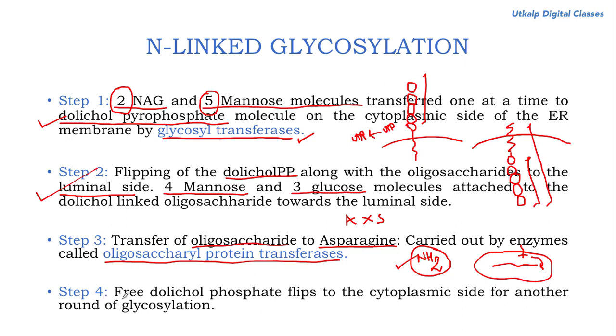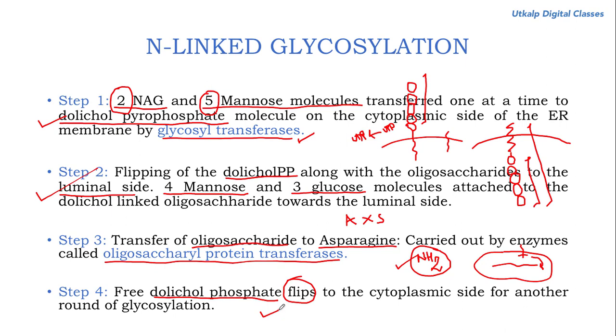And the next step, which is the last step of the N-linked glycosylation, involves the free dolicol pyrophosphate flipping towards the cytoplasmic side. So remember the first step where the dolicol pyrophosphate molecule was present on the cytoplasmic side of the RER membrane for N-linked glycosylation. In the last step also, this dolicol pyrophosphate molecule, from where the oligosaccharide chain has been cleaved, is again going to flip to the cytoplasmic side, and it is going to be ready for another round of glycosylation. So this completes our N-linked glycosylation.